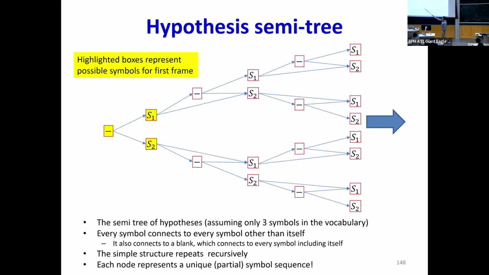This node represents S2, S2, S2. This node represents S2, S2, S1. This node represents S2, S1, S2. You can see how every node represents a unique symbol sequence, right?